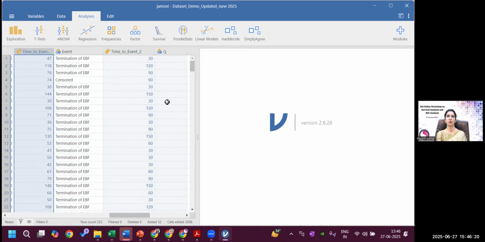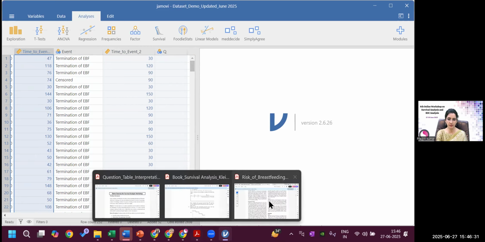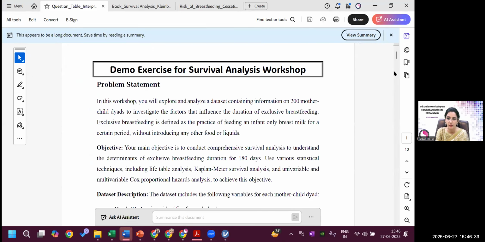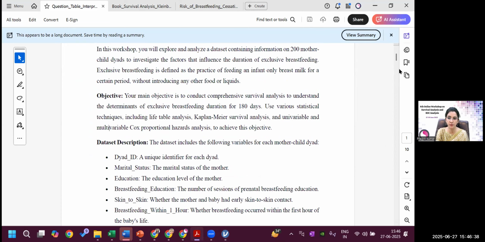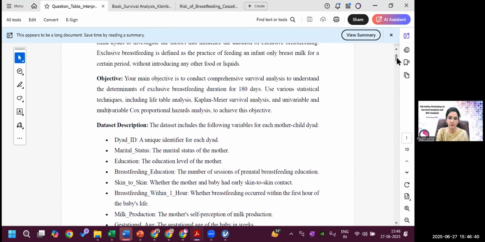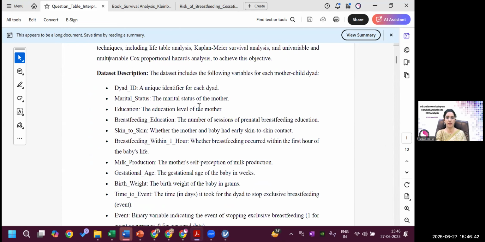But in this case, I have the actual time to event. So if you want to express it in the form of a life table, how do you do that? If you see in jamovi, I'll show you. Have you understood the data? I'll just show the questions. We have shared this PDF document with you. It shows the data description: education level of mother, breastfeeding education, number of sessions of prenatal breastfeeding education, skin to skin contact, birth weight, and time to event.